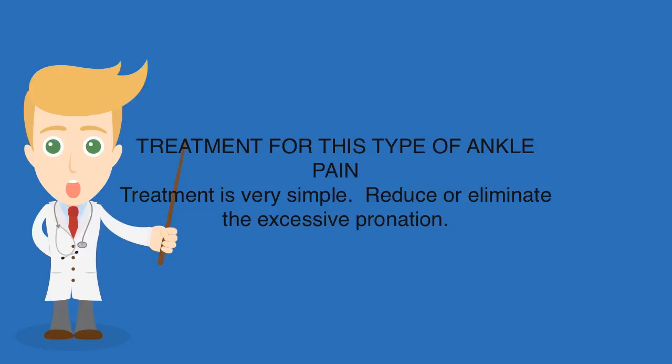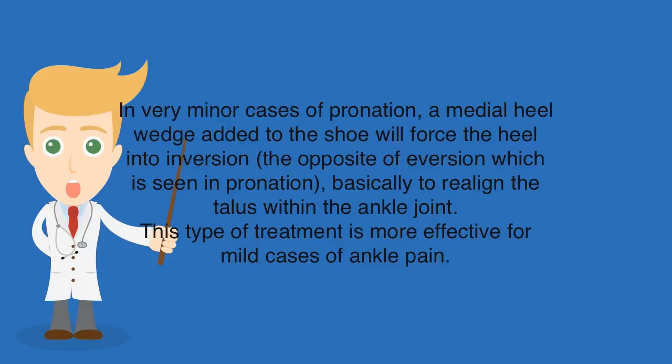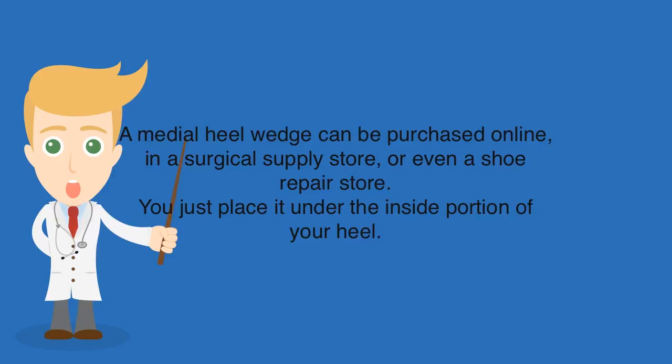Treatment for this type of ankle pain. Treatment is very simple. Reduce or eliminate the excessive pronation. In very minor cases of pronation, a medial heel wedge added to the shoe will force the heel into inversion, the opposite of eversion which is seen in pronation, basically to realign the talus within the ankle joint. This type of treatment is more effective for mild cases of ankle pain. A medial heel wedge can be purchased online, in a surgical supply store, or even a shoe repair store. You just place it under the inside portion of your heel.